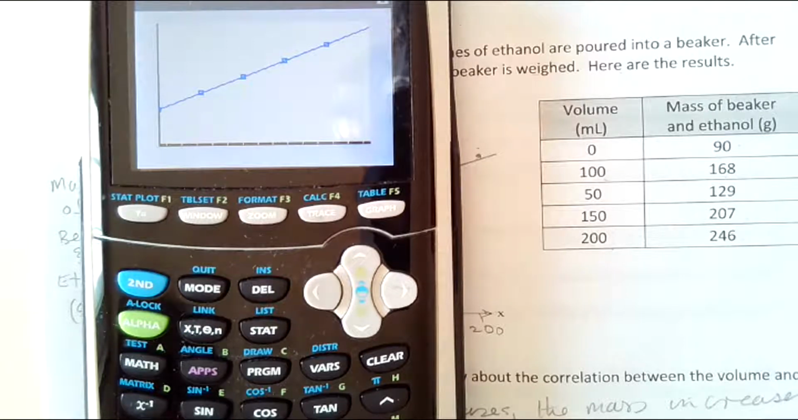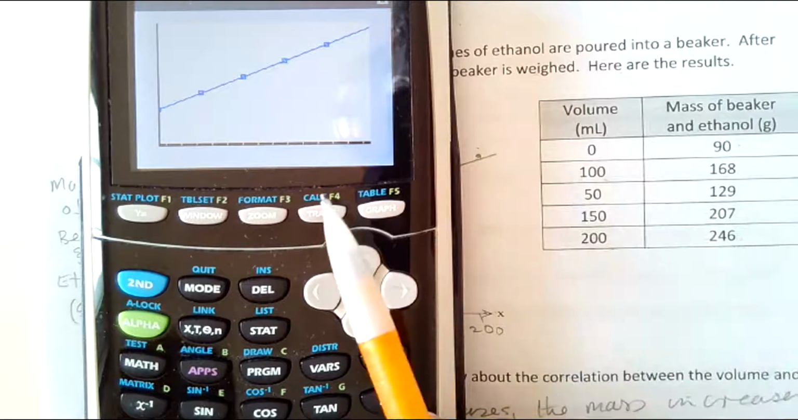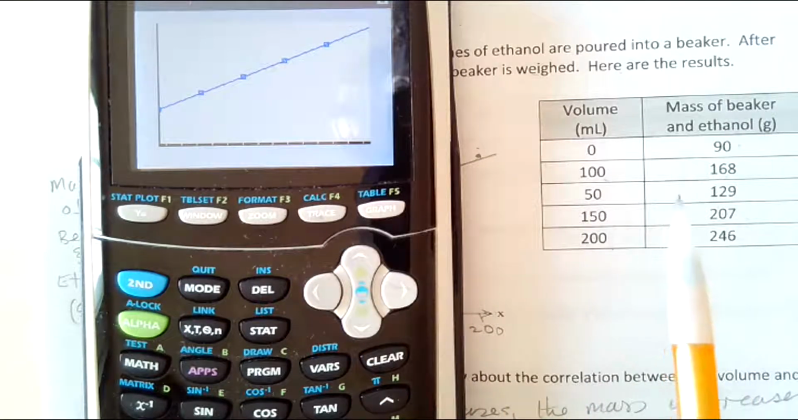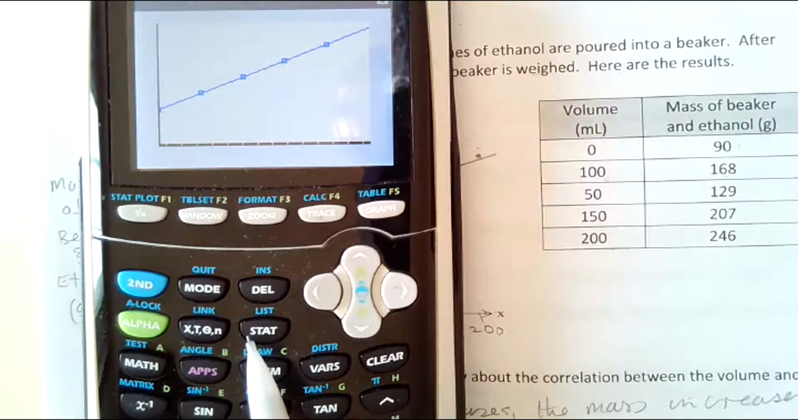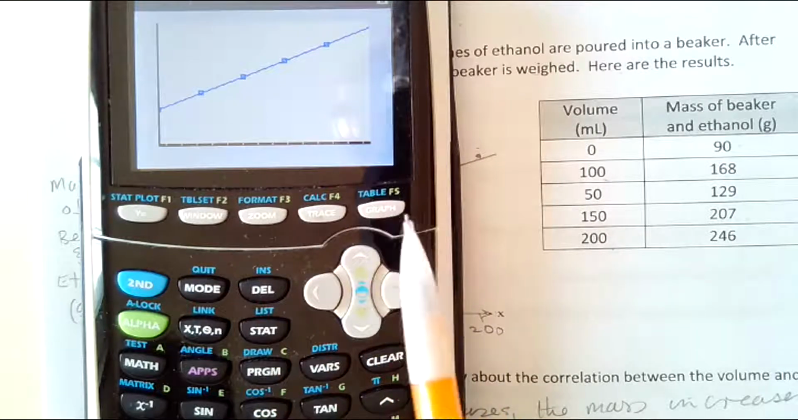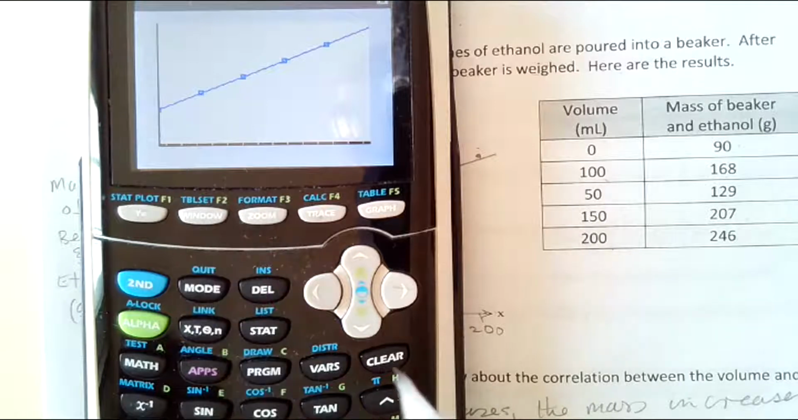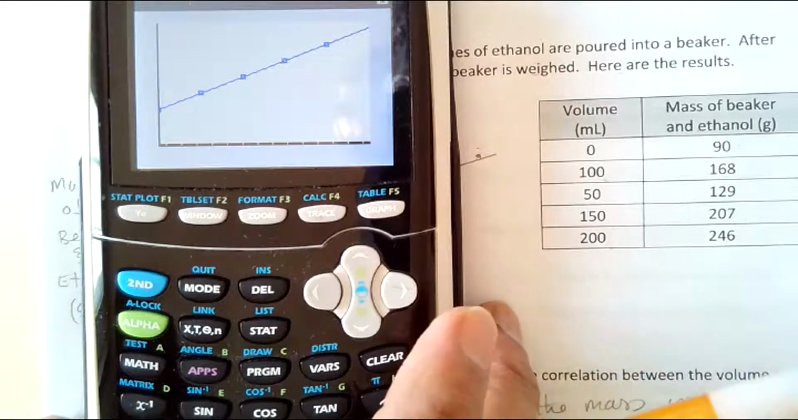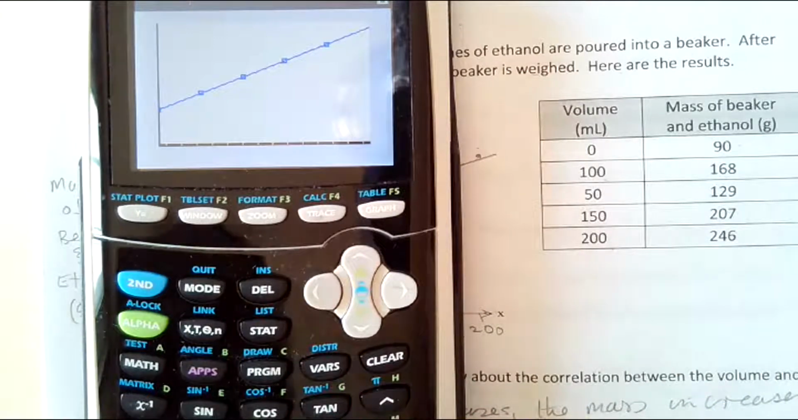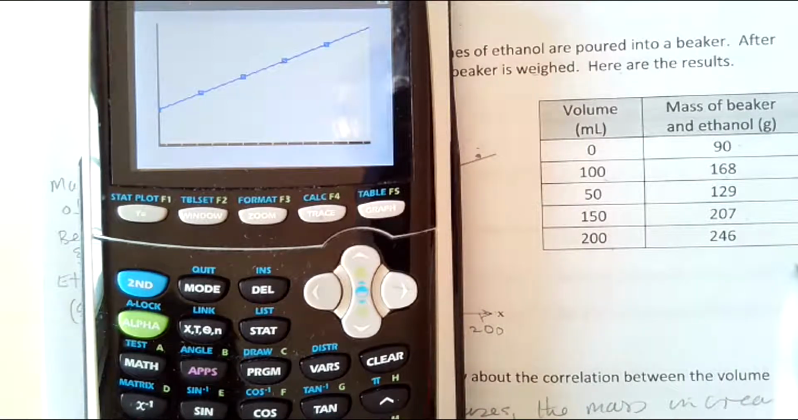And that is how you enter a set of data into a graphing calculator and derive the equation, or the regression equation, to get the line of best fit. And so now we can see there's a positive correlation: as X increases, Y increases.